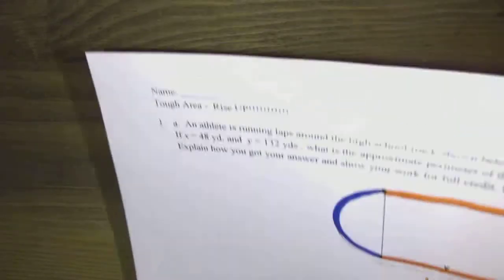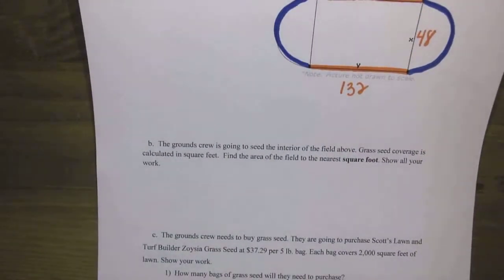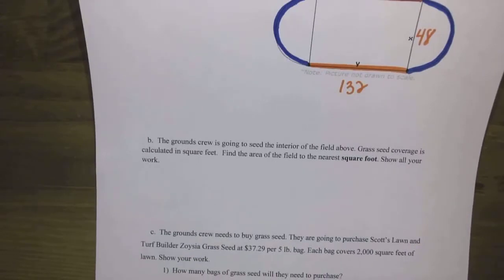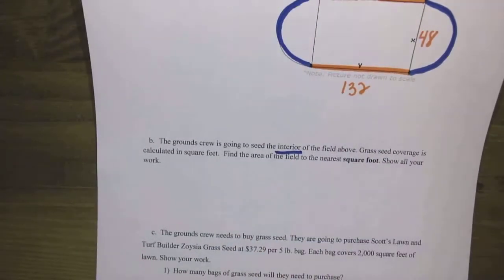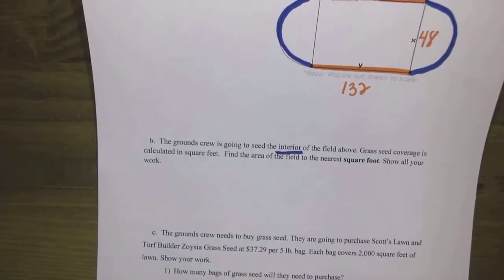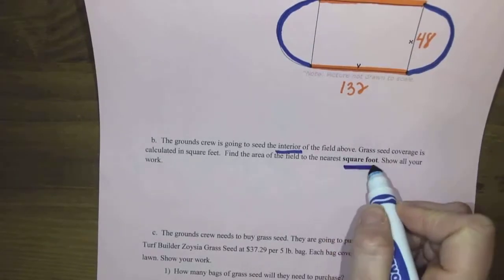Now when you get to B though, that's a different problem. It says the grounds crew is going to seed the interior. Interior is a key word, that's inside, so we know we're doing area. Grass seed coverage is calculated in square feet. Find the area of the field to the nearest square foot.